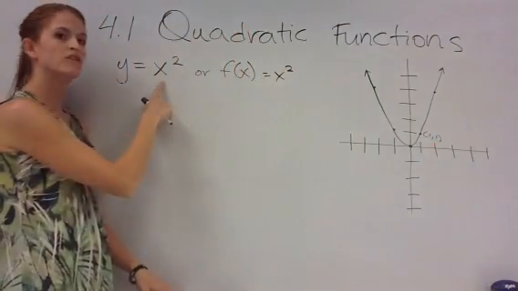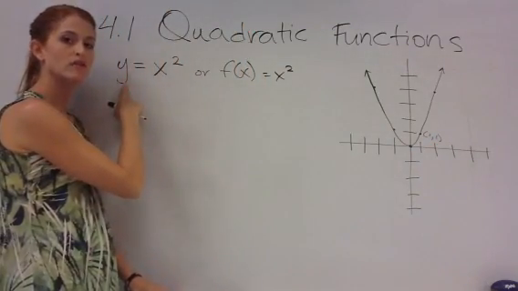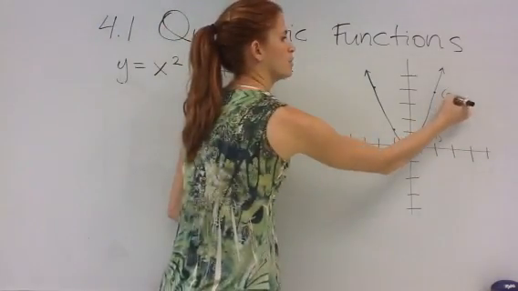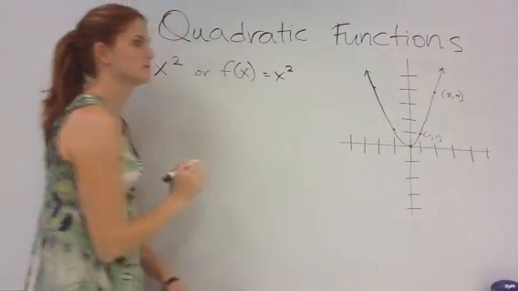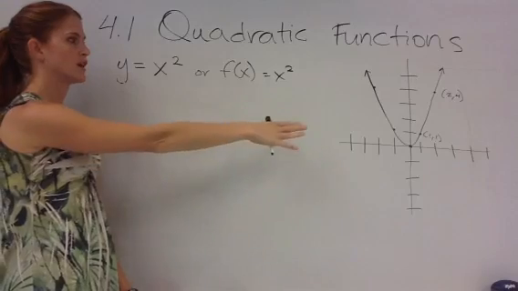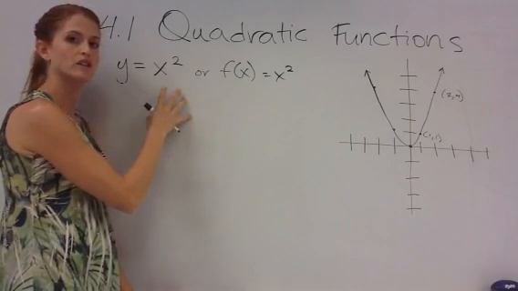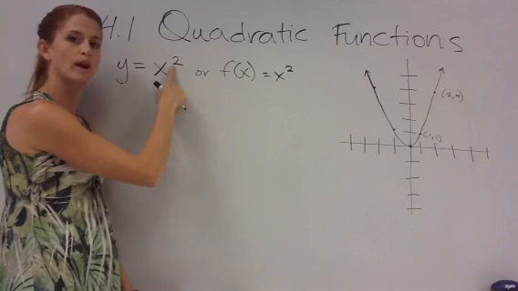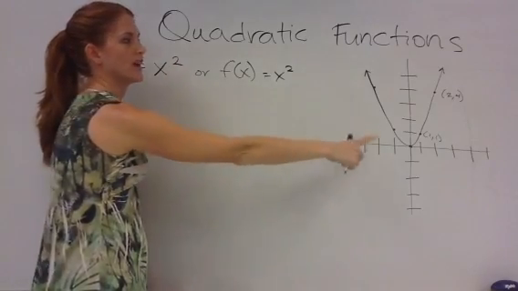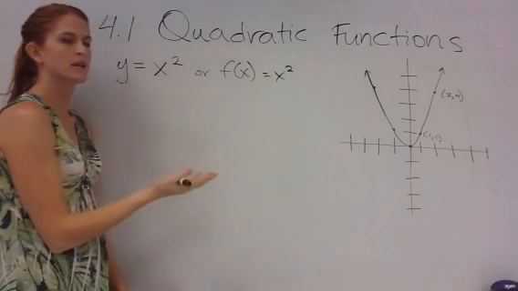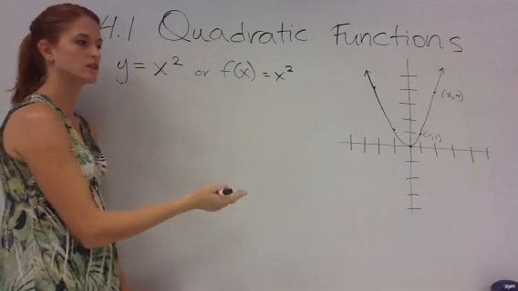If I plug 2 in for x, y is going to be 4 because I square the 2. And that's why I'm way up here at 2, 4. So this is a picture of what this quadratic function looks like. When we have quadratic functions, notice that the x is being squared. They always look like this u. Sometimes the u looks like this. Sometimes the u looks like it's upside down.